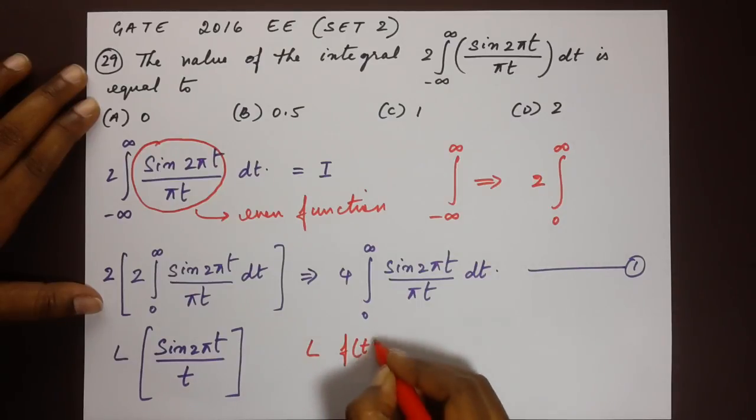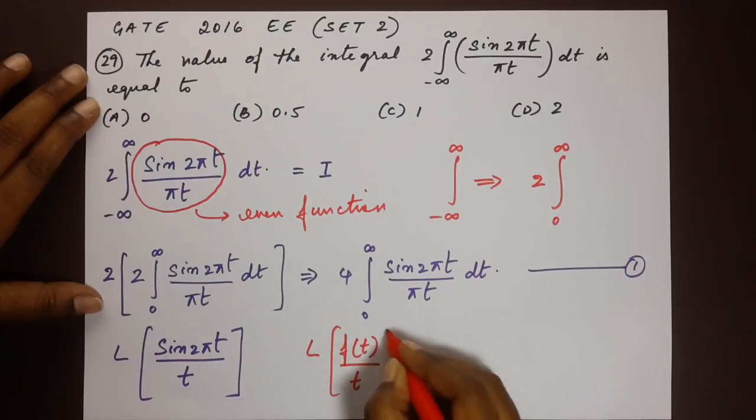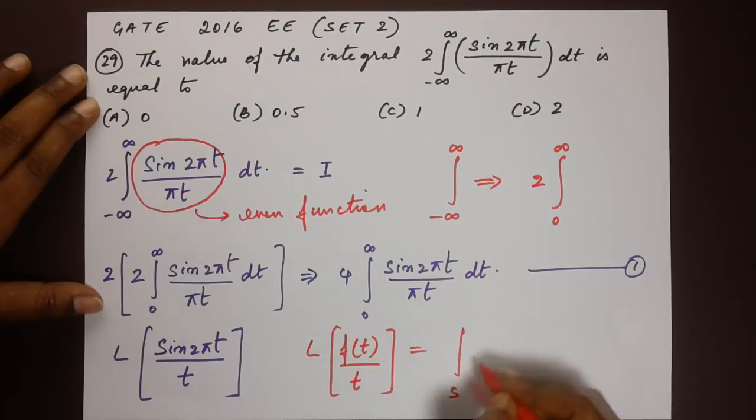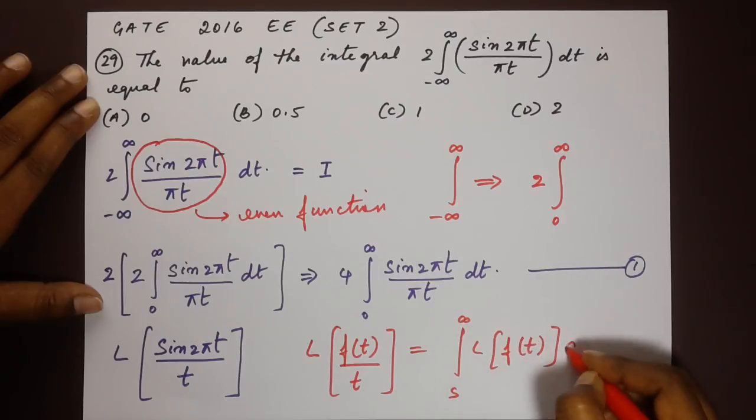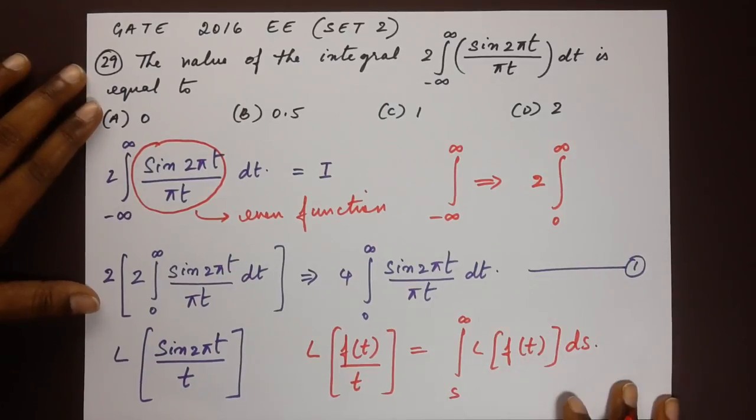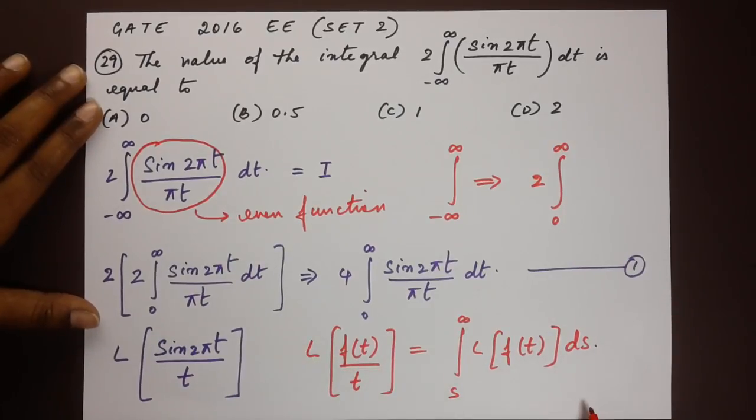Laplace of f of t by t is equal to the integral from s to infinity of Laplace of f of t ds. Now this is a formula that we will have to remember. Okay, so keep in mind we are going to use this here. If you compare them, you will see that f of t by t corresponds to sine 2 pi t by t. So the Laplace of this is the integral from s to infinity of Laplace of f of t, that is Laplace of sine 2 pi t.